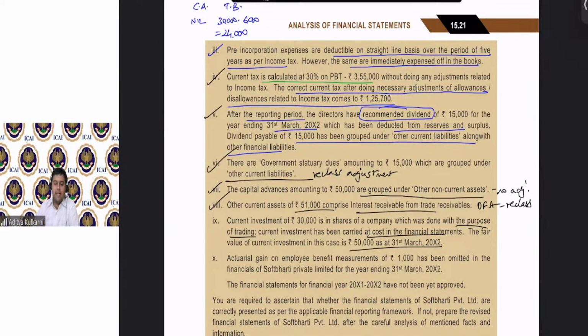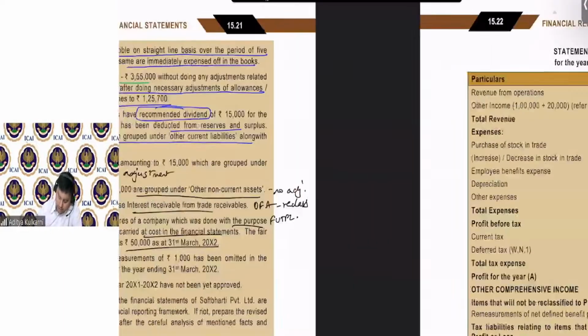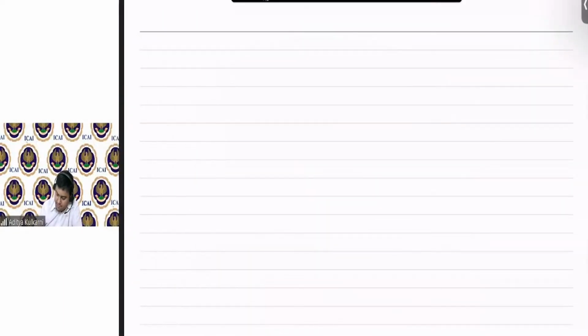Yes. FVTPL. See, the intention is held for trading. Equity anyways has to be fair value. There is no doubt about it. And this is so for trading. So therefore FVTPL. Acha, FVTPL means, let us come here, adjustment 9.